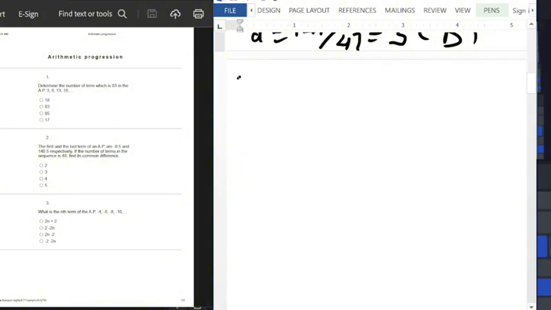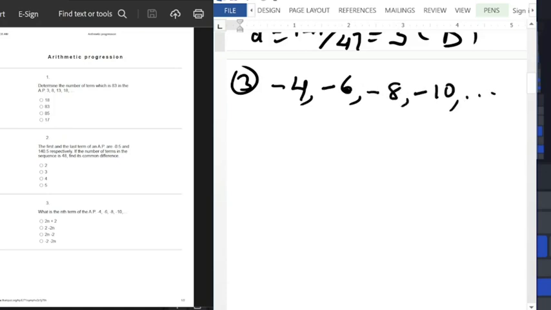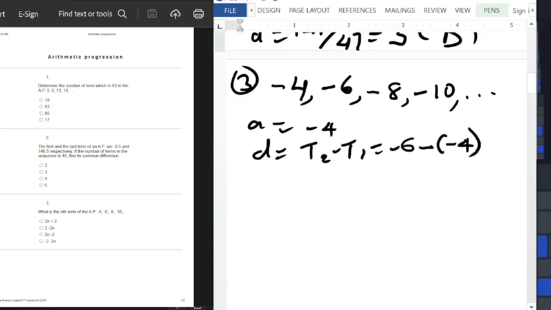Then number 3. Question 3 says, what is the nth term of the AP minus 4, minus 6, minus 8, minus 10, and so on? So the first term is minus 4. The common difference is T2 minus T1, which is minus 6 minus minus 4, so minus 6 plus 4, which is minus 2.